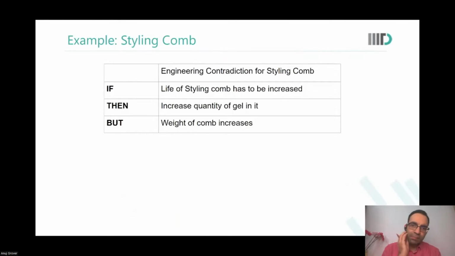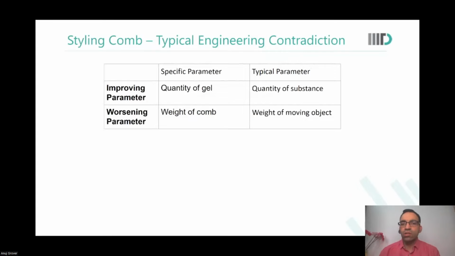You want to see one more example? Let us say a styling comb. So a styling comb has some gel in it. We want to increase the life of the styling comb, so we want to increase the quantity of gel that it has. But then with that, the weight of the comb would increase. So this is not something we desire.